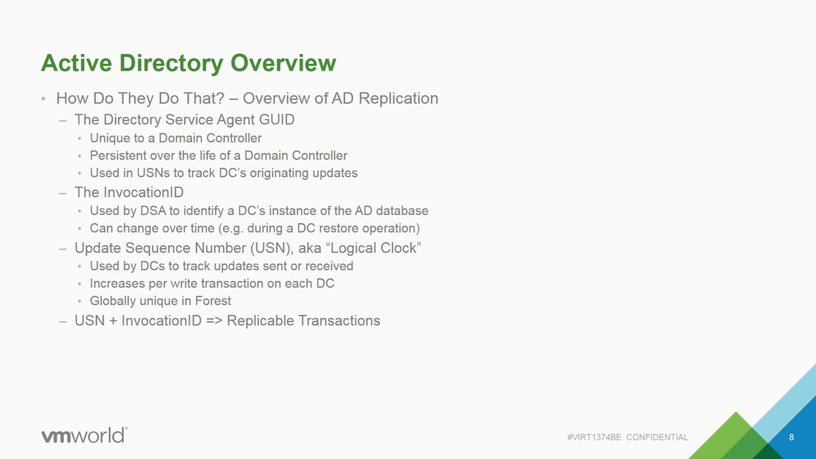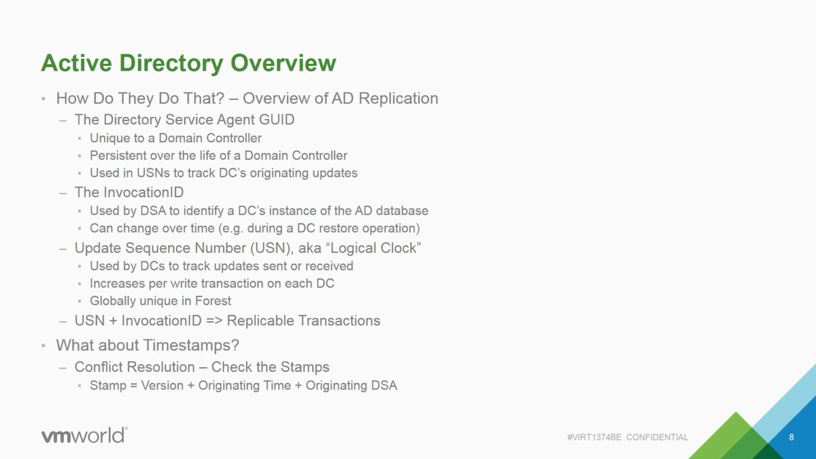All right. The USN is also globally unique. No two objects are supposed to have the same USN. Well, we've seen corner cases where that may not be so, but ideally, a USN must be unique in an enterprise, in a forest. Okay, so we take the USN together with the invocation ID. That is what a domain controller considers to be a replicable transaction. This is a change. It has an invocation ID and a USN. I have to send it to another domain controller.